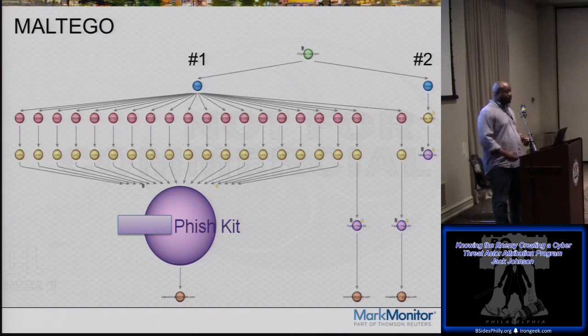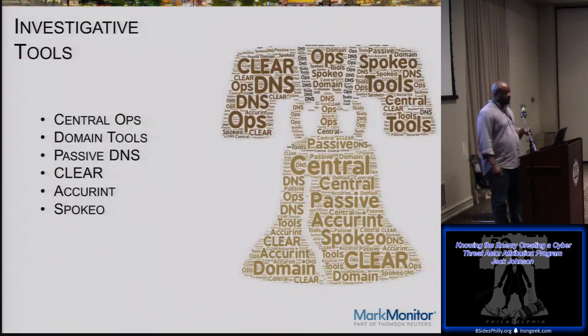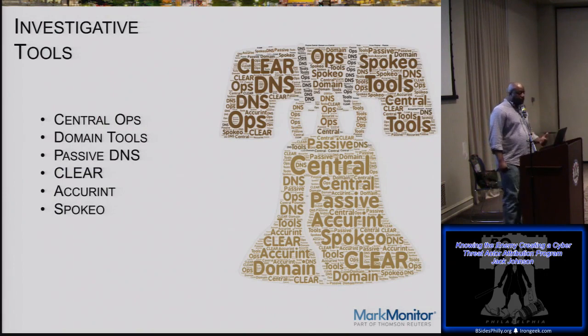Through all this information, we were able to use investigative tools to see, now that we have all this information, can we attribute them? So we use CentralOps or DomainTools. I don't know if you guys are familiar, but you can look up whois records, network whois records, DNS server records, and passive DNS. Passive DNS is great because you can look up historical whois records.